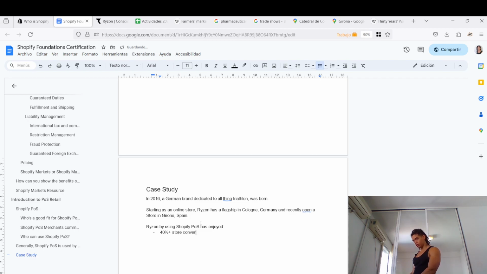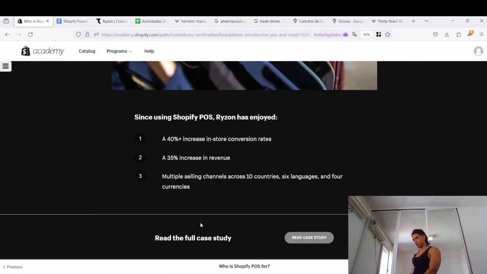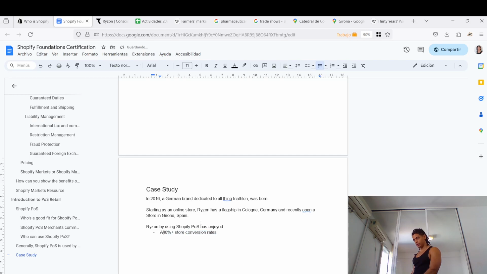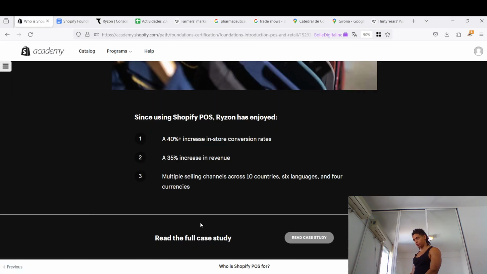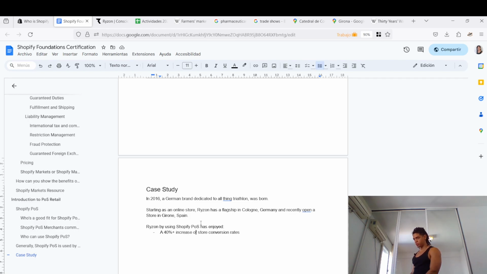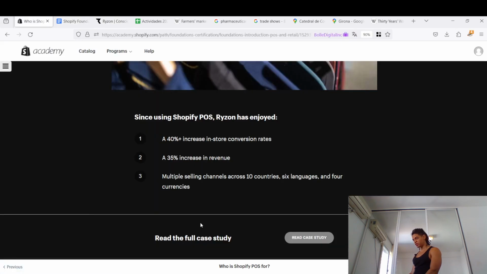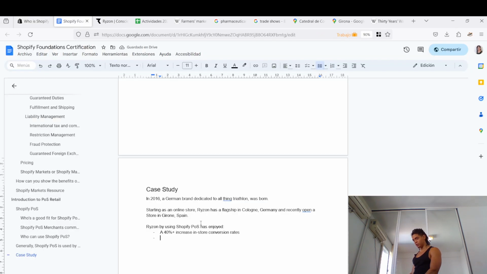Okay, so a 40% increase in in-store conversion rates, and a 35% increase in revenue.